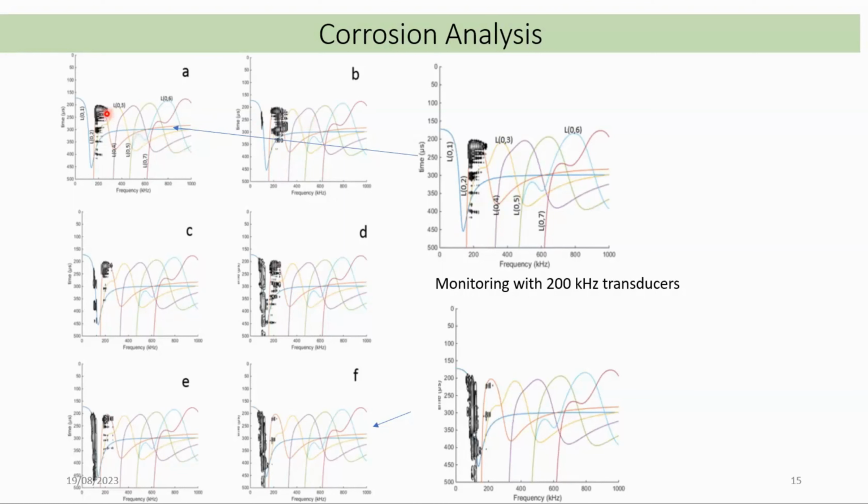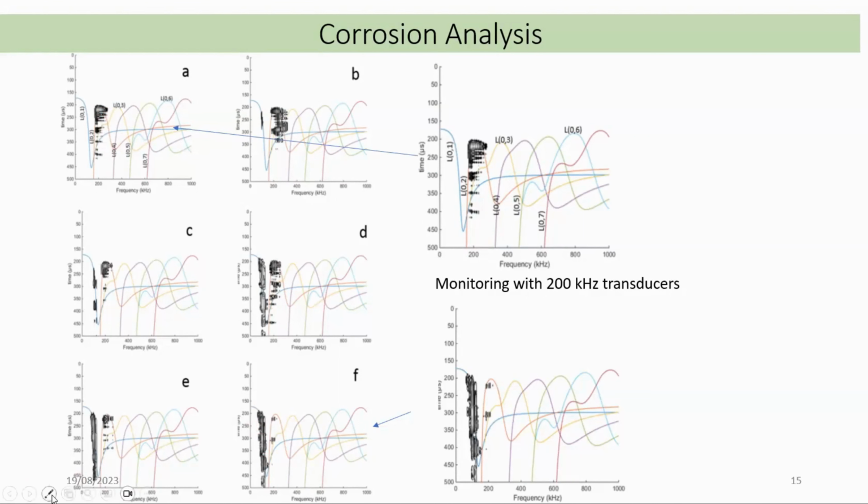Here we see that stage A is the pristine state with no corrosion, and stage F is the highly corroded stage. We see that the signal frequency changes from a higher frequency, around 200 kilohertz, to a lower frequency, which I think is around 50 or 70 kilohertz. There is a reason why this is happening.